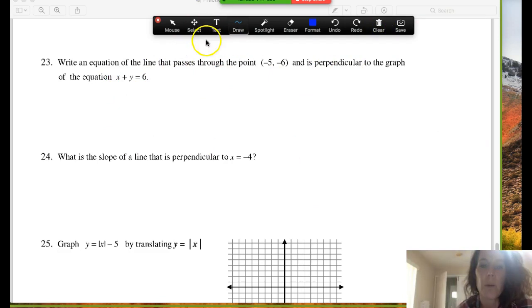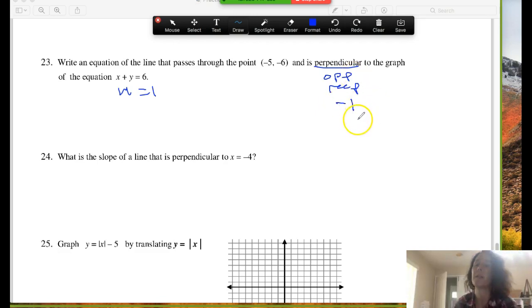In order to find an equation of a line that passes through a point and is perpendicular, first you have to find the opposite reciprocal slope to this slope. So first you need this slope. This slope was 1. The opposite reciprocal slope: opposite means negative, or positive if it was negative. So -1. Reciprocal means take the 1 over. Well, 1 over 1 is just 1.